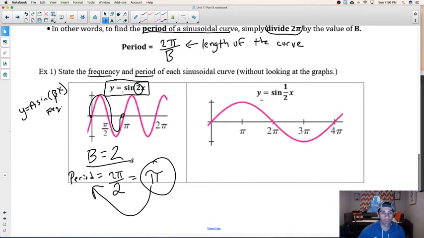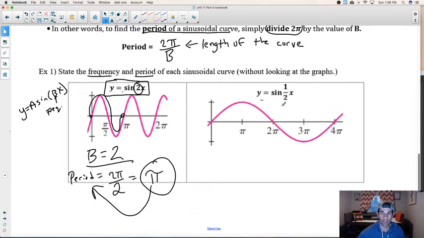And then frequency is how many cycles were completed between 0 and 2 pi. Okay, so rewind and listen to me and do that again, and it'll sound like it's supposed to sound. All right, so here we go.